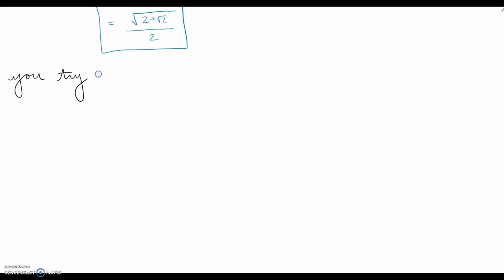Same idea, but I'm going to give you tangent of pi over 12. So try to do this using the half angle identities, not sum and difference, half angle. Pause the video and then hit play when you're ready to go over it. Okay, so hopefully you've finished.